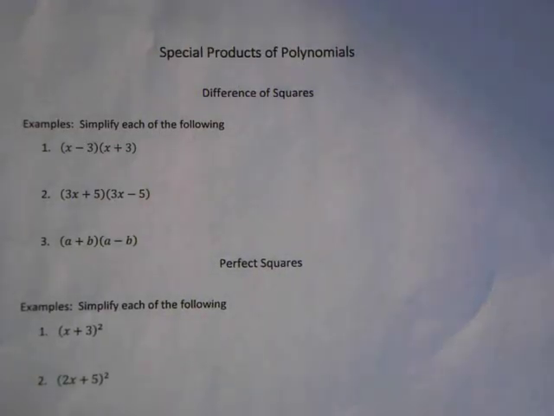Special products. We have two different types of special products in this section. Difference of squares and perfect squares. Now the truth is, you don't really need to memorize this. We're going to have some formulas. What these really are is shortcuts to help you speed things up. And it's mostly pattern recognition.